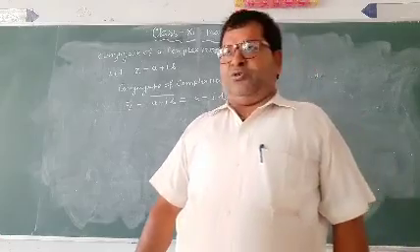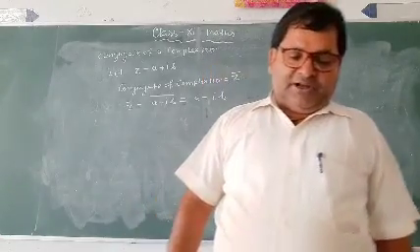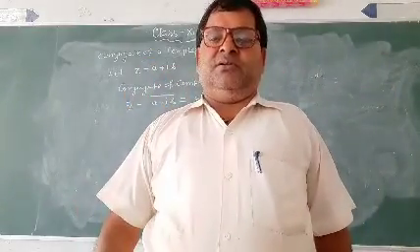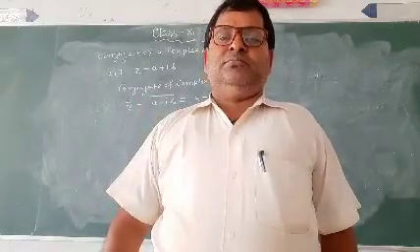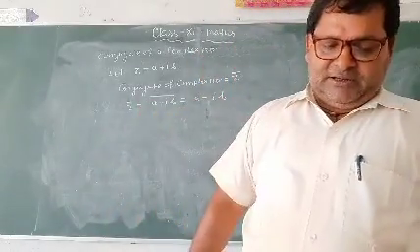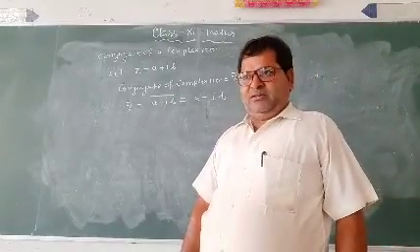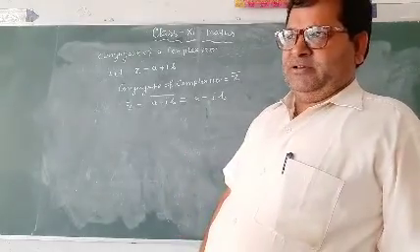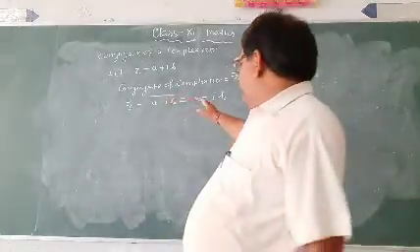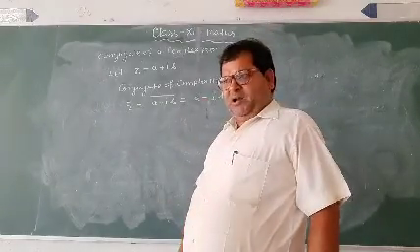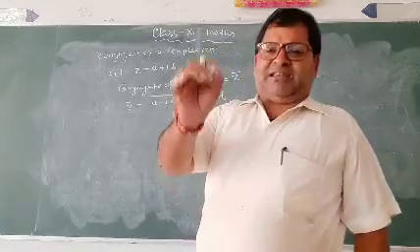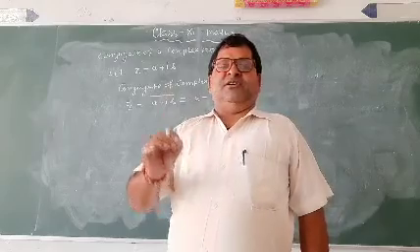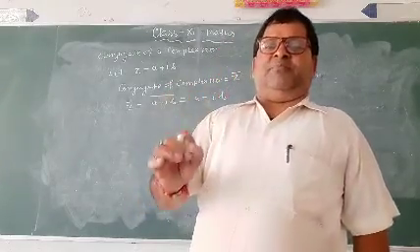Now we conclude the definition of a conjugate. We conclude that the conjugate of a complex number is obtained by changing the sign of the imaginary part of a complex number.